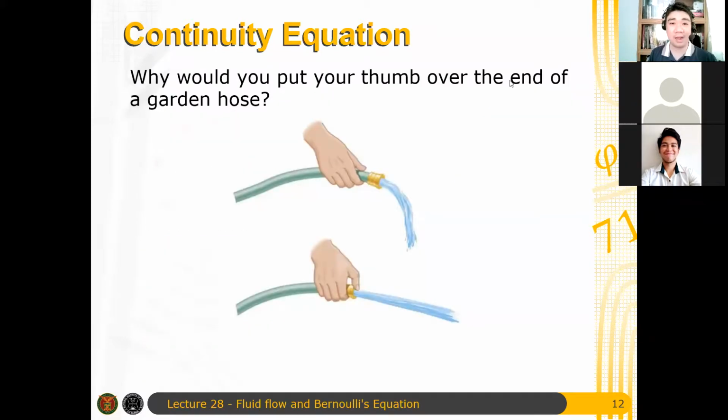Just an illustrative example: suppose you want to water plants, say you're a plant lover. So why would you put your thumb over the end of a garden hose? What happens if you put your thumb over the end of a garden hose? The pressure of the water increases, right?